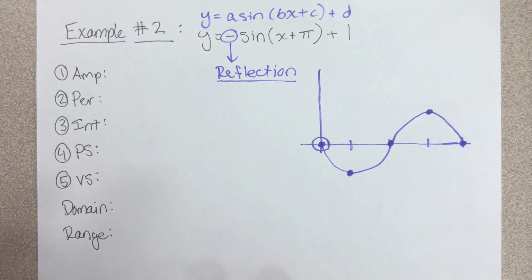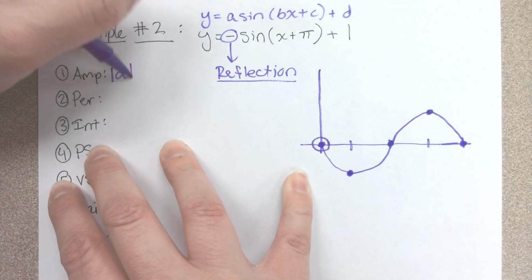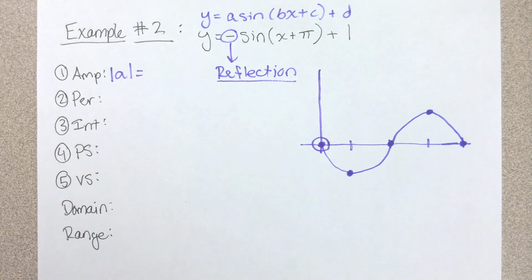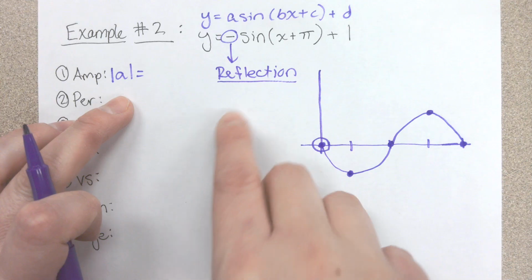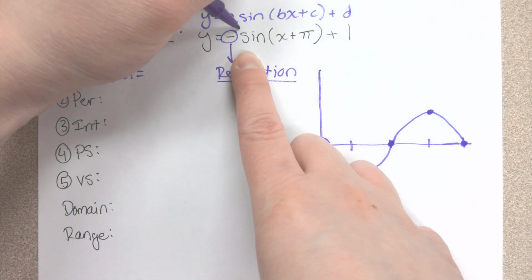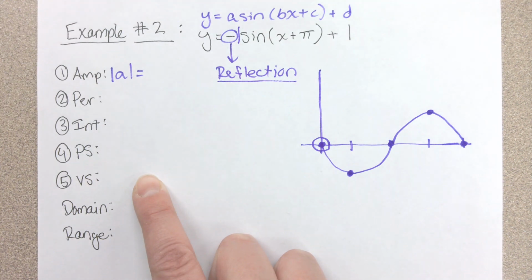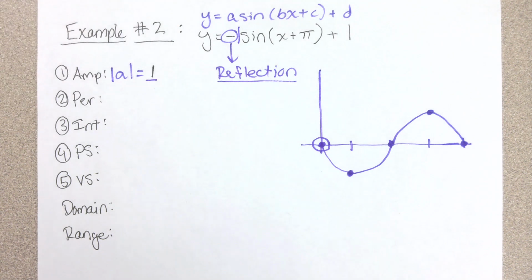Let's go through the info. Amplitude, reminder, it's the absolute value of A. That's a lot more important now that we're talking about negative A's. So we're still going to write, there would be a 1 here. So our A is +1. Do not write -1, it will be wrong.